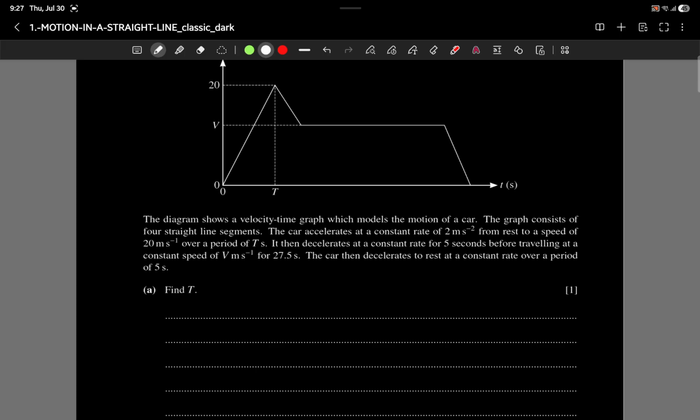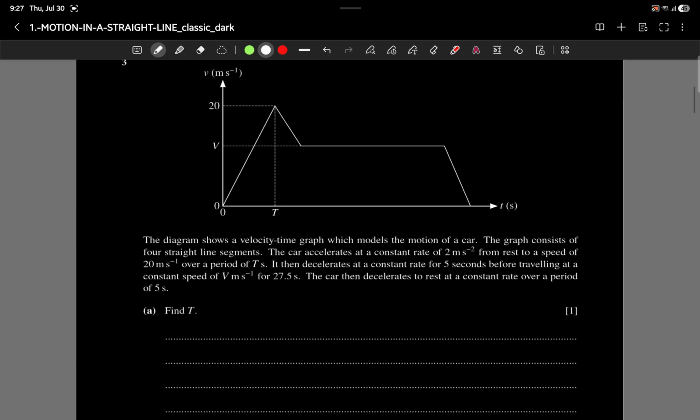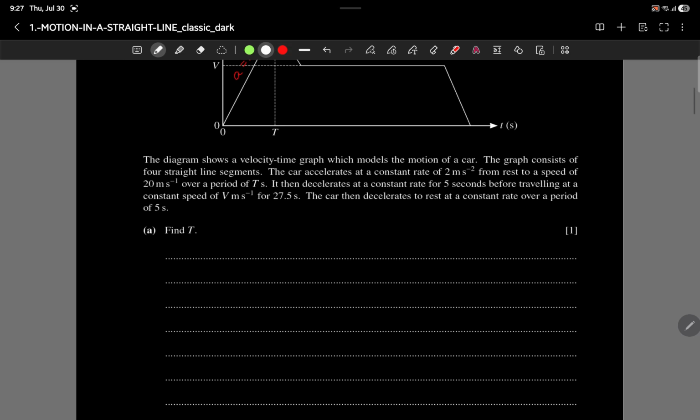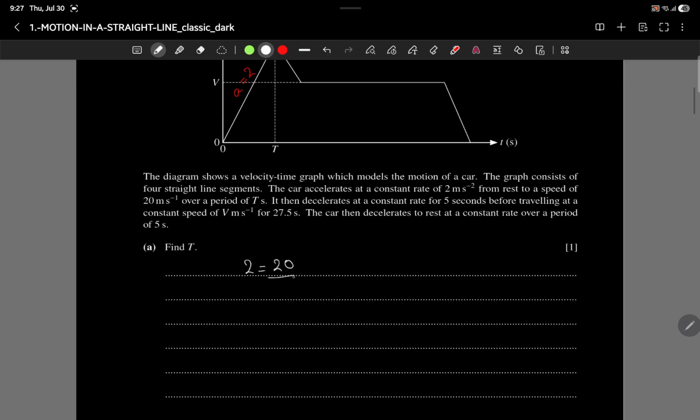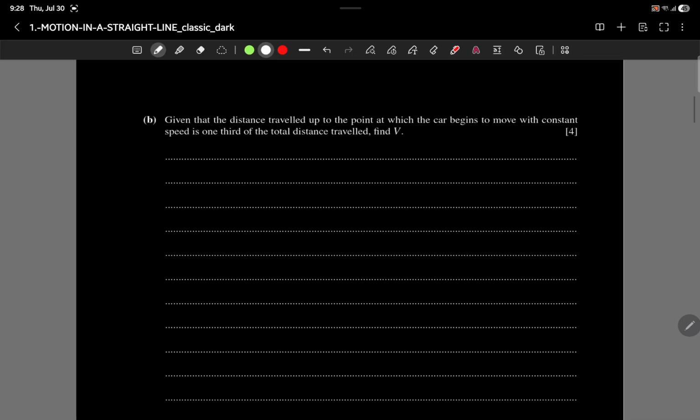So we know the acceleration, don't we? The car accelerates at a constant rate of 2 meters per second squared. So over here, the acceleration is 2. So acceleration is change in speed, 20 by t, which means t is actually 10 seconds. That's it, simple as that. Now, given that the distance traveled up to the point at which the car begins to move at constant speed is 1/3 of the total distance traveled, find v.